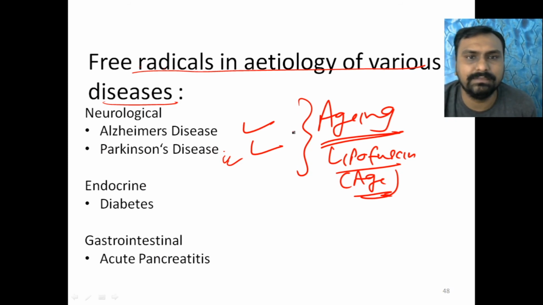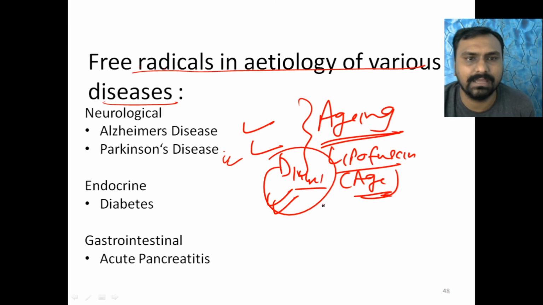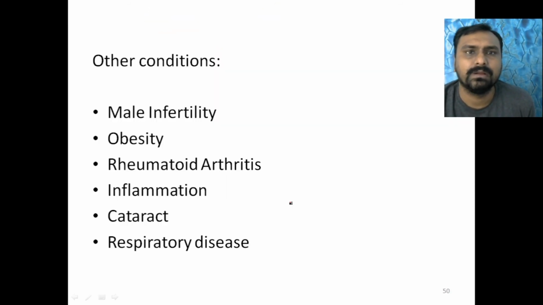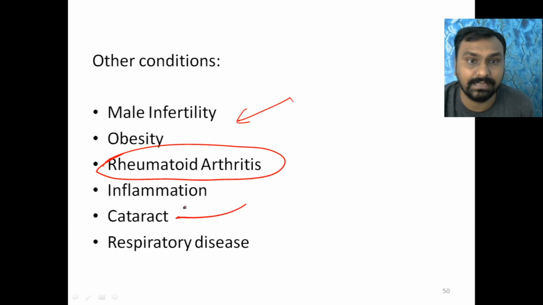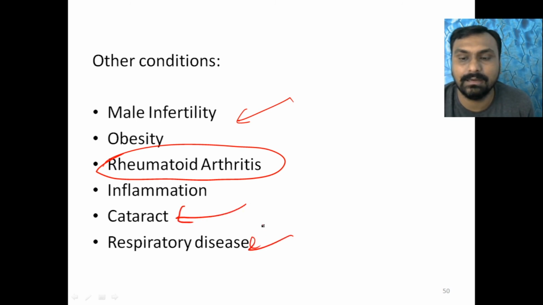Okay, then endocrine disease like diabetes is related to the free radical, they can damage the pancreas. Gastrointestinal, acute pancreatitis, right? And other conditions may lead to infertility, obesity, inflammatory disease like rheumatoid arthritis, cataract, okay, respiratory disease, all are related to free radical injury.